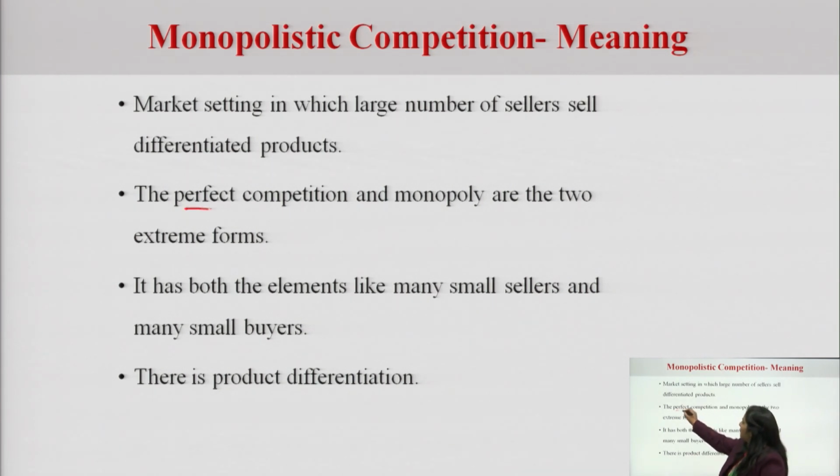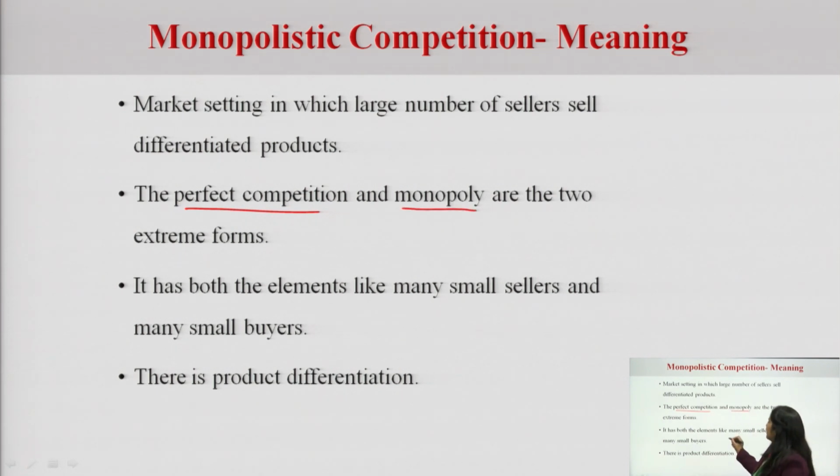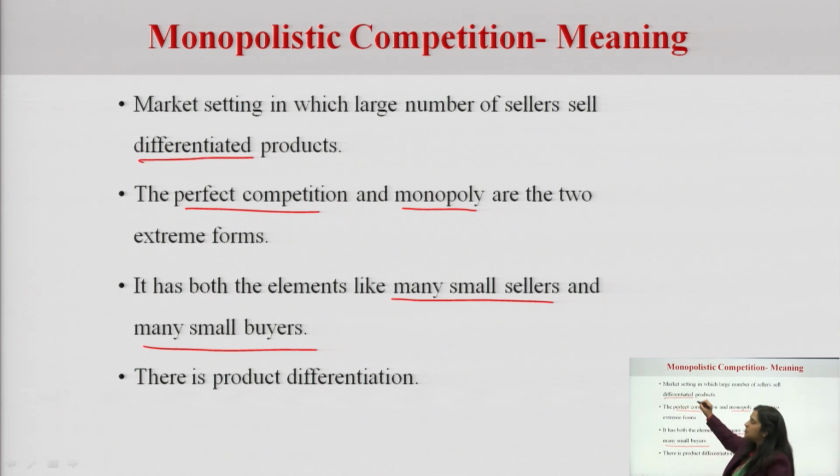It is the combination of perfect competition and monopoly. It has elements from both. Why? Because there are many sellers and many buyers, but when the product is differentiated, this differentiation gives the seller a competitive advantage: he can differentiate his product and charge an extra price for that. If I am selling a product and giving something extra to my consumer, I can charge a premium for that. That is called price control. Because of product differentiation, the seller is able to charge a higher price than its rivals or peers. That is why product differentiation is a prominent feature of monopolistic competition.